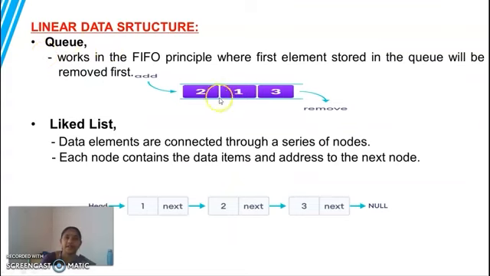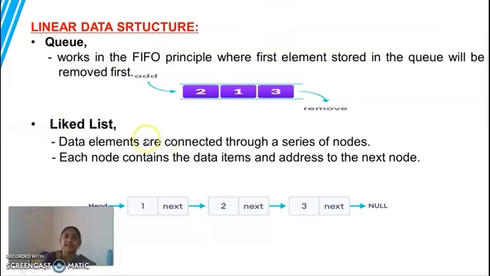Queue is also a linear data structure where it will follow the FIFO principle, first in, first out. Here you are inserting the elements. The first element is 3, the second element is 1, and the third element is 2. So here you are going to insert all the elements, and the removal or deletion will be done at this end. When you want to delete an element, the first element inserted is deleted first. So this is the principle of FIFO, first in, first out.